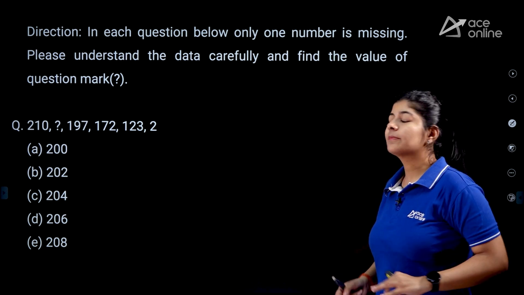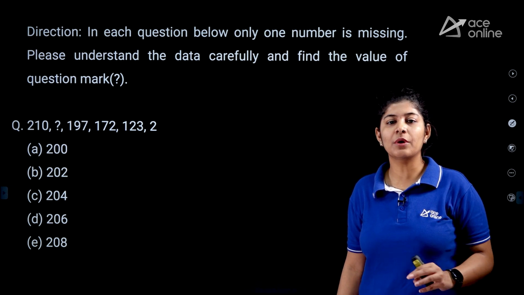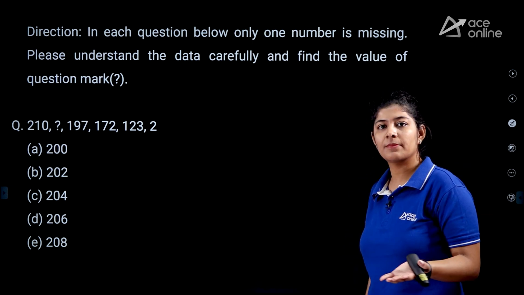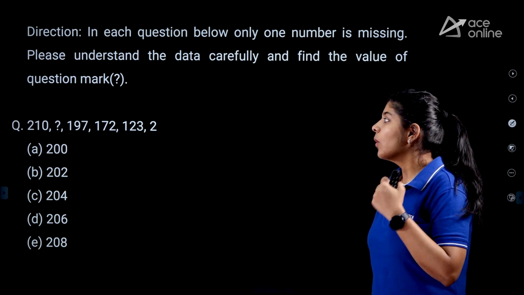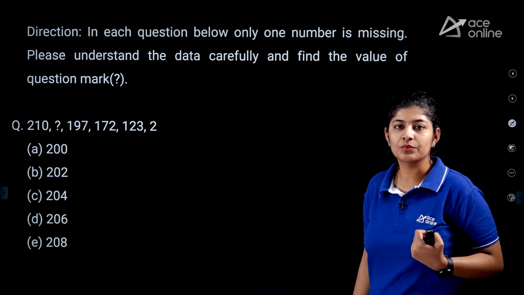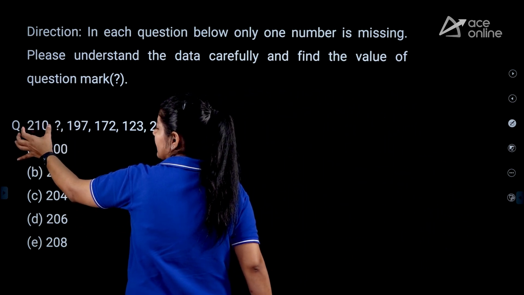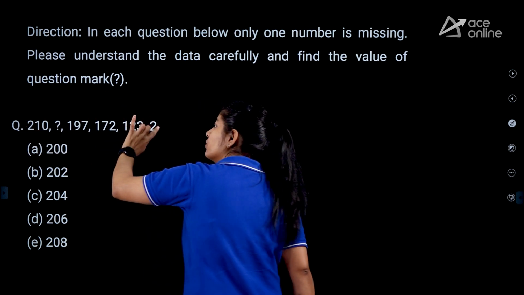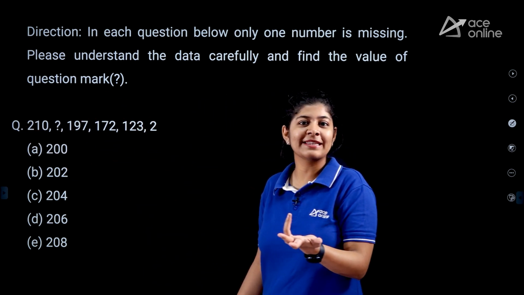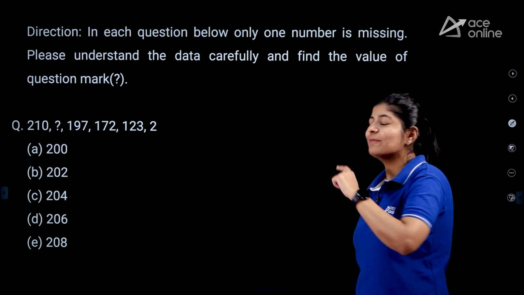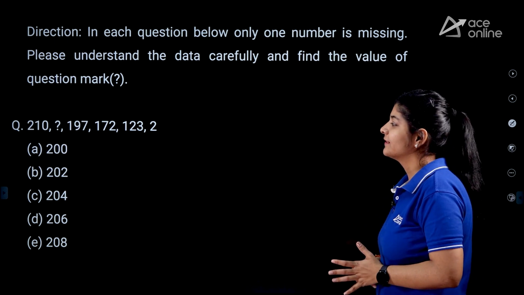Let's talk about the next question, and again this is from the concept of number series only. The number series says 210, question mark, 197, 172, 123 and 2. Here you can see you are having 210 and this number changes to 2 only. That means there is something you have to determine, and with the help of that you also have to determine the value of your question mark.